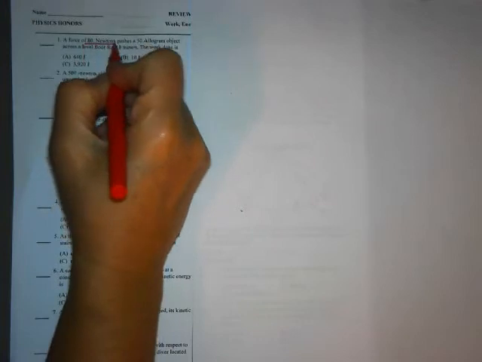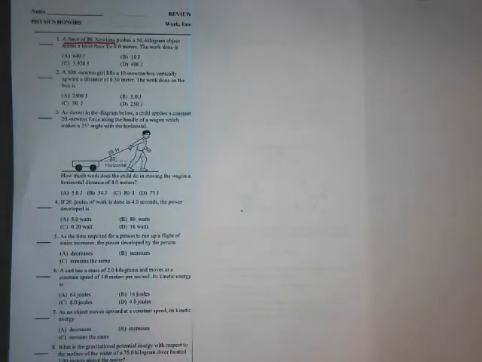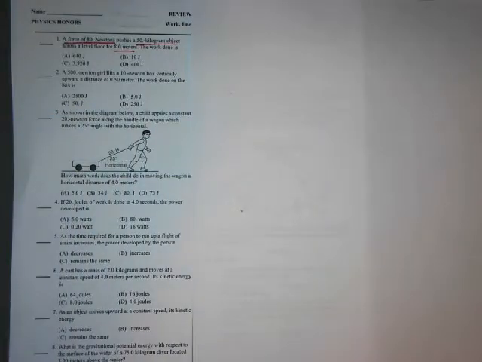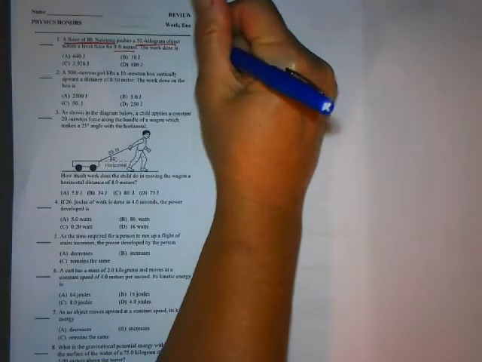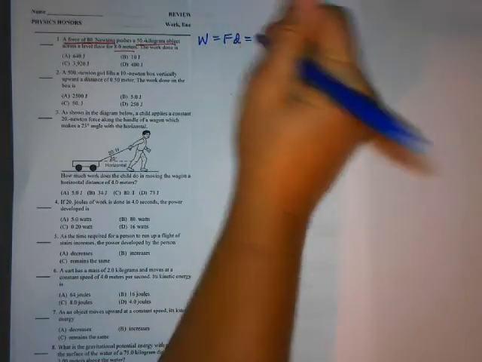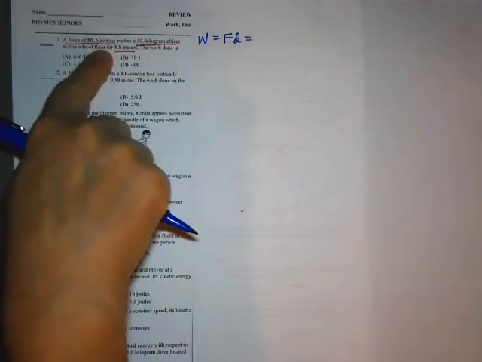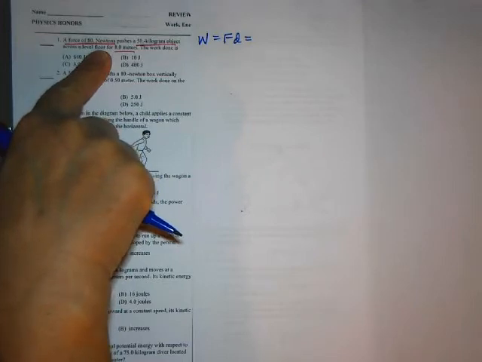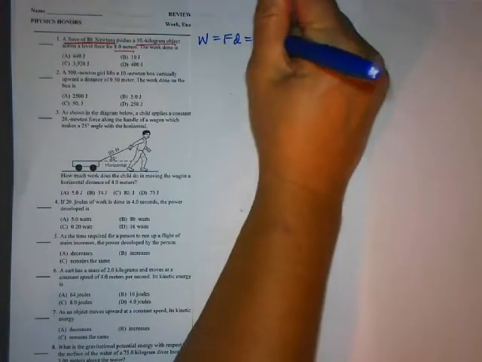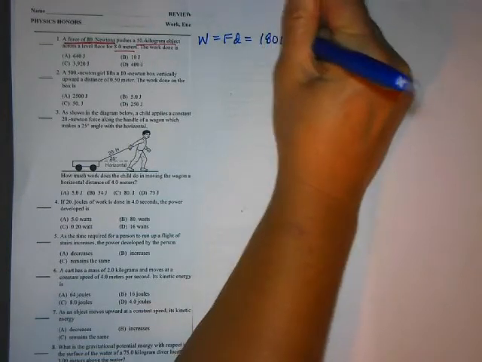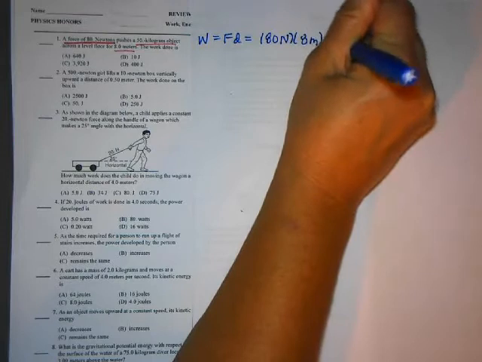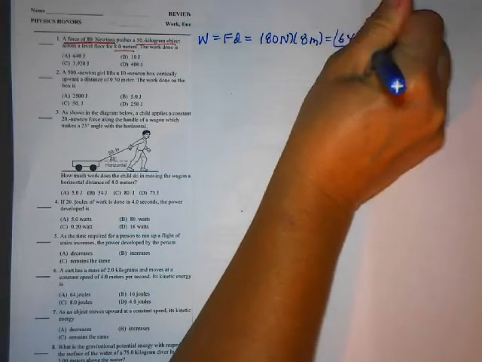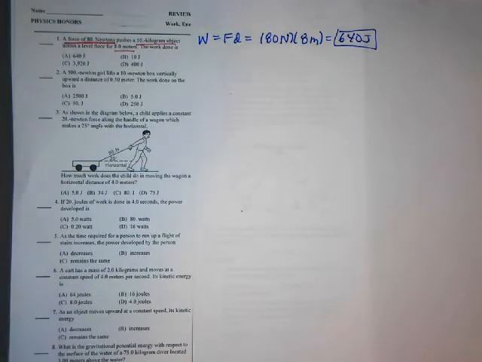And as you're reading the questions, you can underline important things. It pushes a 50 kilogram object across a level floor in 8 meters. What's the work? First of all, I know work is equal to FD. You notice they give you a mass and an applied force. Remember, work is only done in the direction in which an object moves. So W is equal to FD. You have the 80 newton force times 8 meters, which is 640 joules. This 50 kilograms, we don't need that information.